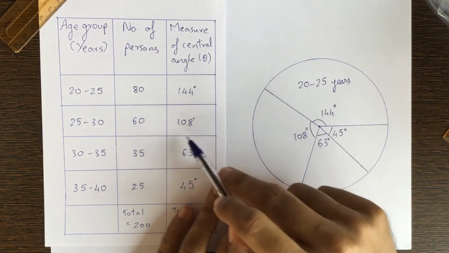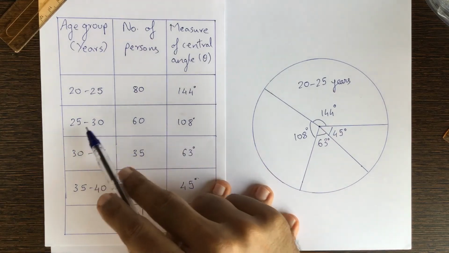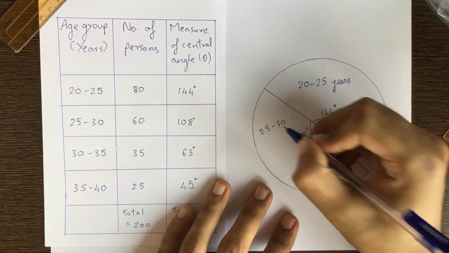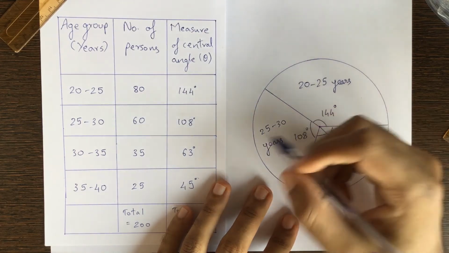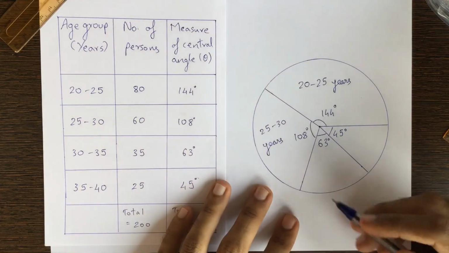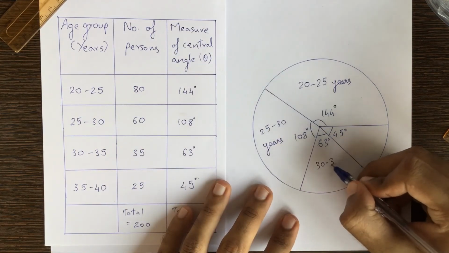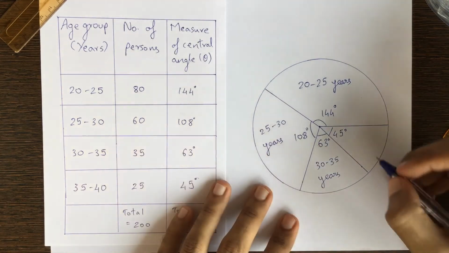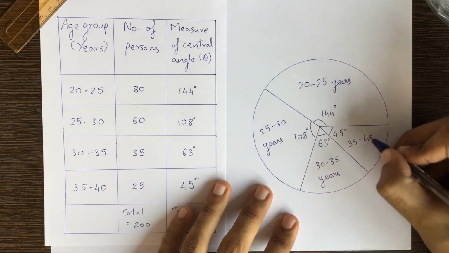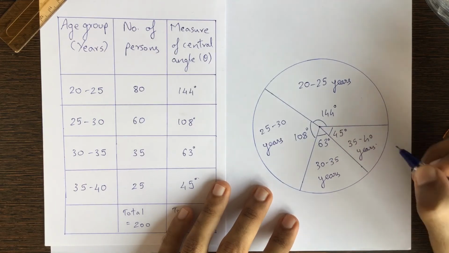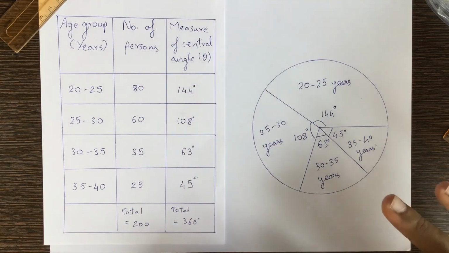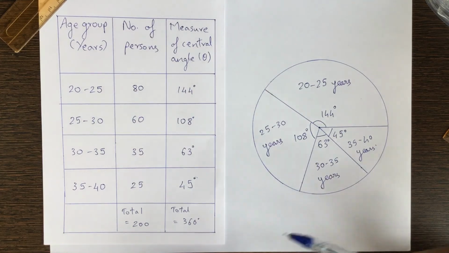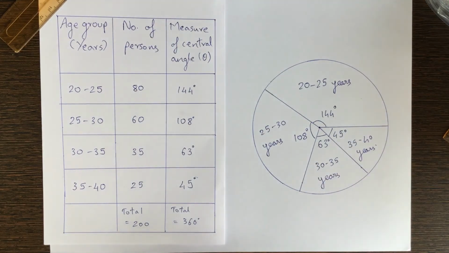What is the 108 angle representing? 25 to 30 years. So I will write 25 to 30 years. 63 degrees is representing 30 to 35, so I will write 30 to 35 years. And finally, 45 degrees is representing 35 to 40 years. So that I have written. So I am done with the sixth step also. I have written what each and every sector is representing according to the table. Now we can go back to our presentation.